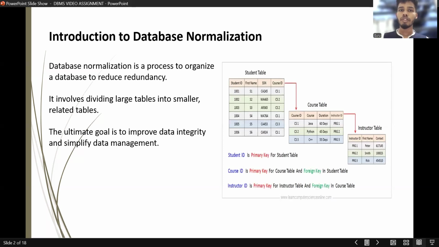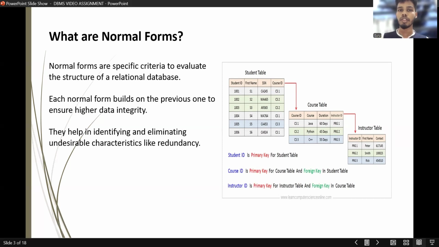First, we'll move on to the introduction to database normalization. Database normalization is a process to organize the database to reduce redundancy. It involves dividing a large table into smaller, related tables. The ultimate goal is to improve data integrity and simplify data management. So this is an example of student ID, course ID, and instructor ID. The student table is a large table, and the course table is one of the related tables. Then the instructor table is also a related table. So this is how normalization works.